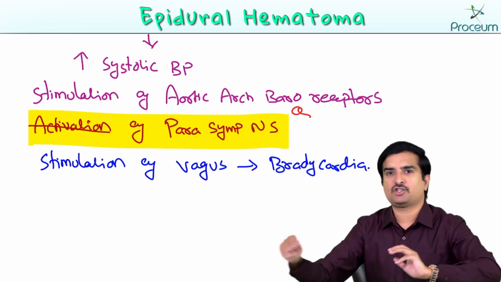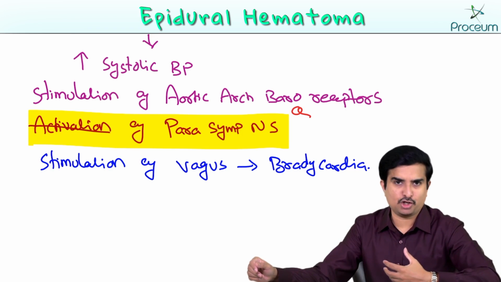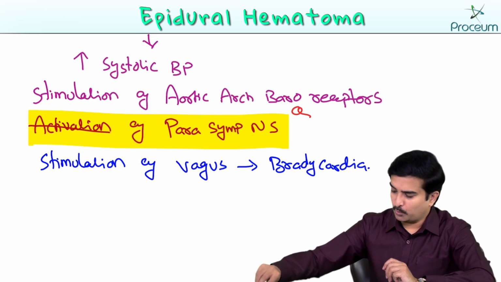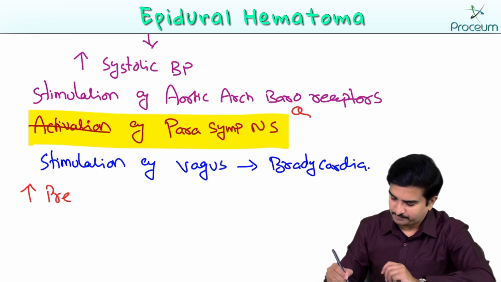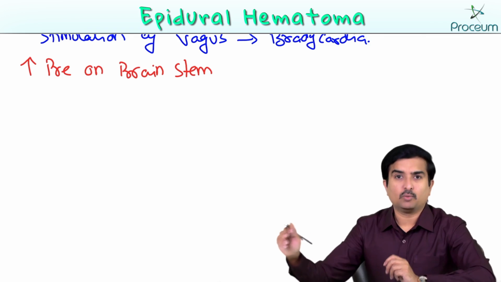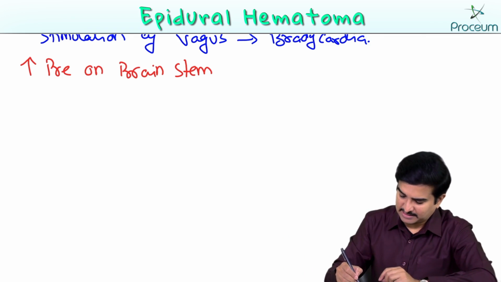So these are the brainstem structures. Whenever there is an increase in the intracranial pressure, there will be too much pressure on the brainstem. Concentrate on this point: increased pressure on the brainstem. So what will happen? There will be a dysfunction of the respiratory center.